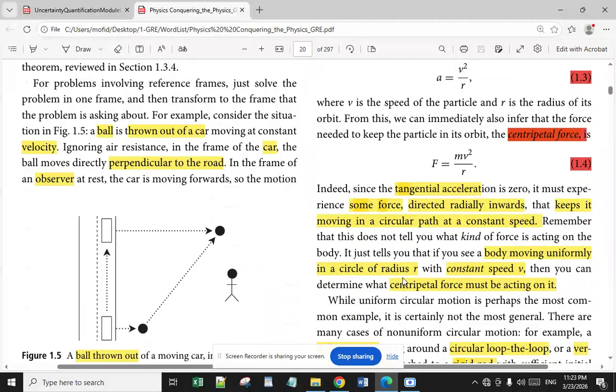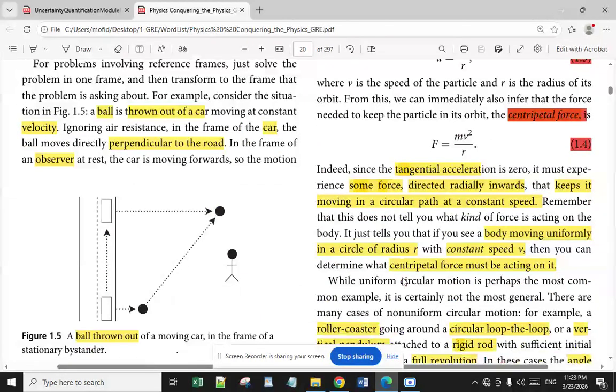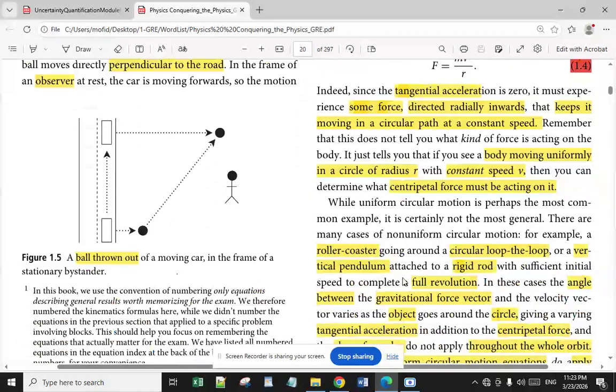Remember that this doesn't tell you what kind of force is acting on the body. It just tells you that if you see a body moving uniformly in a circle of radius r with constant speed v, then you can determine what centripetal force must be acting on it.